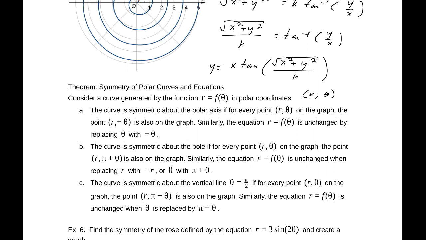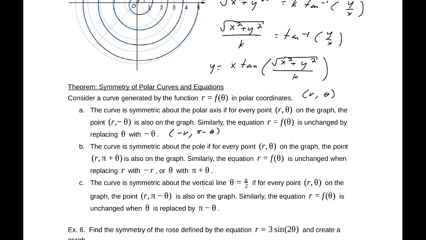Now, an alternate way, something else you can check for this, is if (negative r, pi minus theta) is also on the graph. So if (r, theta) is on the graph, then either (r, negative theta) or (negative r, pi minus theta). Now, if you use what you know about trigonometry and angles, then that shouldn't surprise you from looking at a graph, and we'll see one in a second.